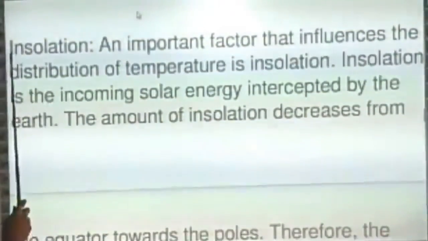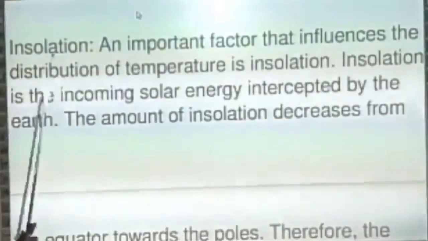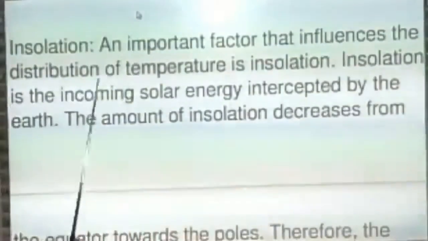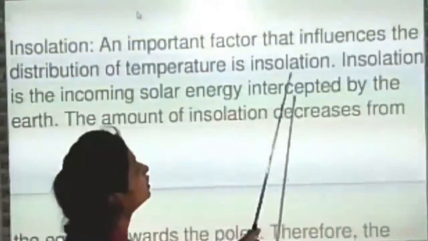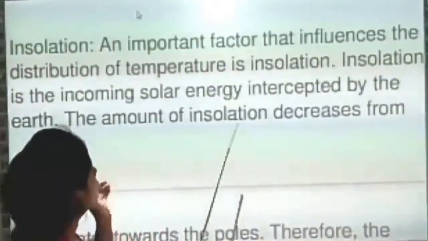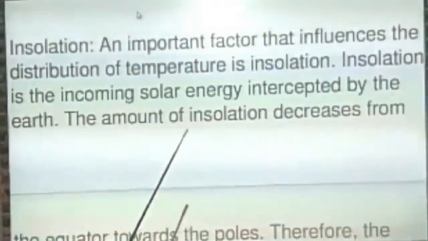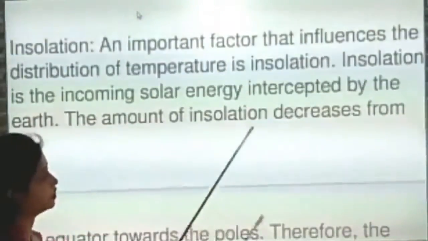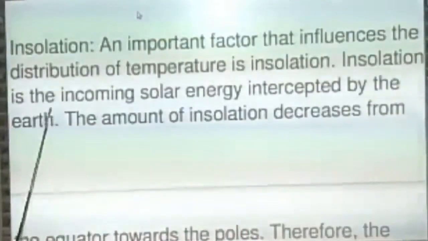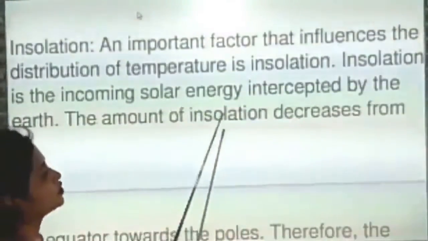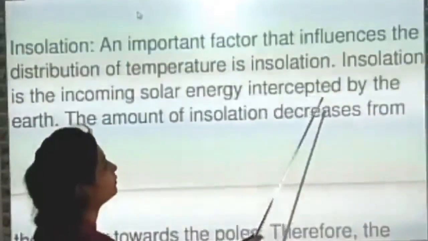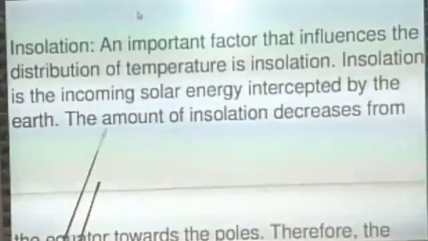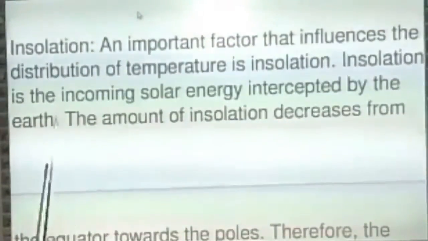Now, insolation. Insolation is an important factor that influences the distribution of the temperature. Insolation is the main factor that influences the temperature. Insolation has a direct effect on the temperature. Insolation is the incoming solar energy intercepted by the Earth. The solar energy that is intercepted by the Earth is called insolation.